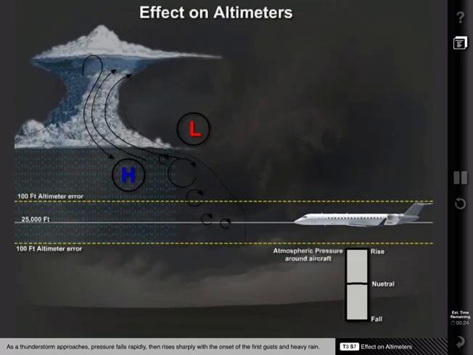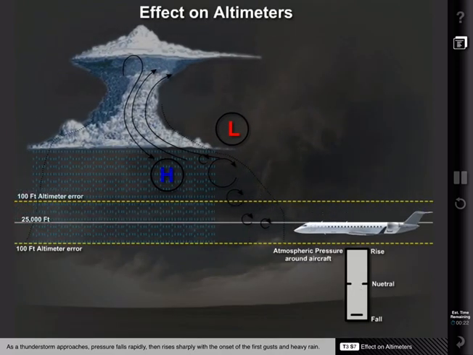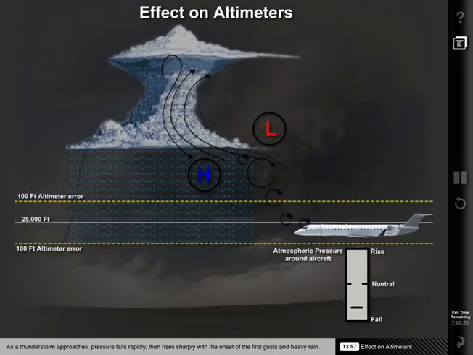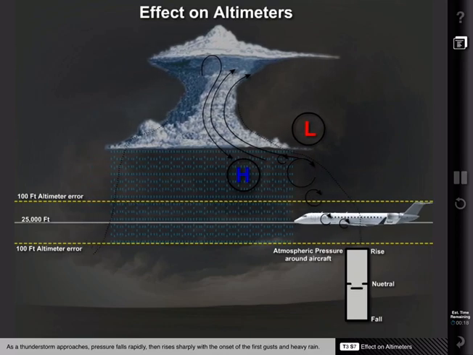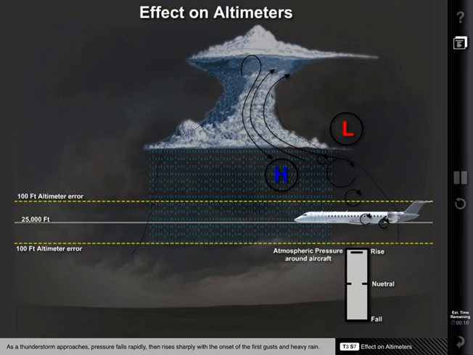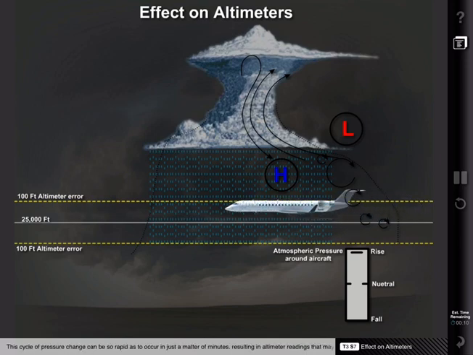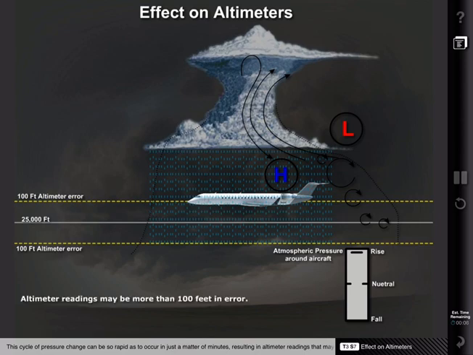As a thunderstorm approaches, pressure falls rapidly, then rises sharply with the onset of the first gusts and heavy rain. This cycle of pressure change can be so rapid as to occur in just a matter of minutes, resulting in altimeter readings that may be more than 100 feet in error.